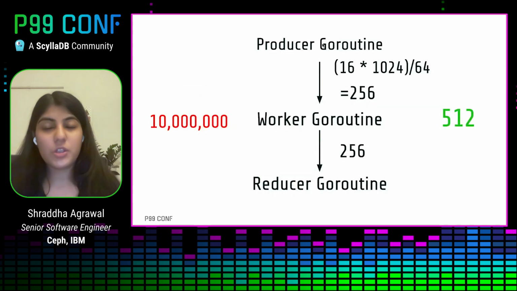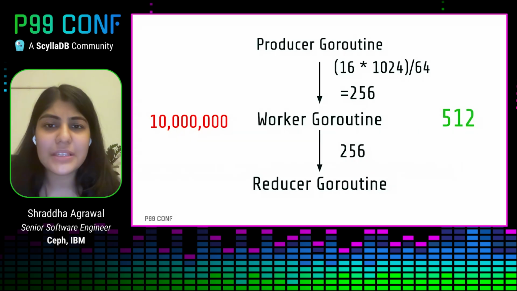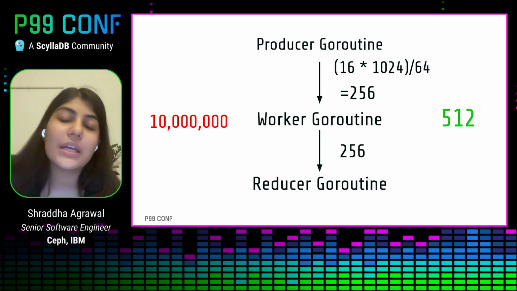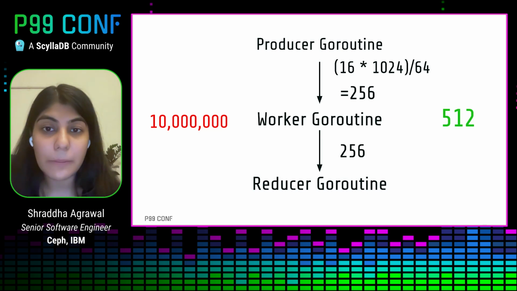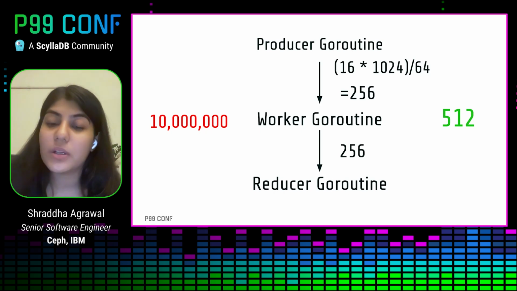Initially from the producer goroutine, because we're reading a 16 GB file and we're reading 64 MBs at a time, we get about 256 different chunks that we read and send to the chunks channel. And now worker goroutines consume it and reduce every single chunk to a mini summarized map. So that's another 256 items being sent to the maps channel, which the reducer then reduces and adds to the final summarized map. So that's 512 items in total, as opposed to the 10 million that we had earlier. So this is a huge reduction.